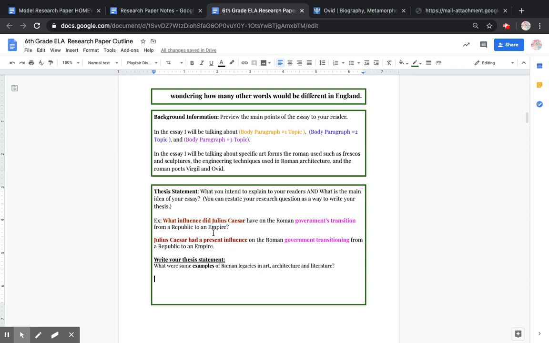All right, so I see what they did there. They switched this around to say that he did have an influence, and then they just changed transition to transitioning. So that way it was just a different form of transition.